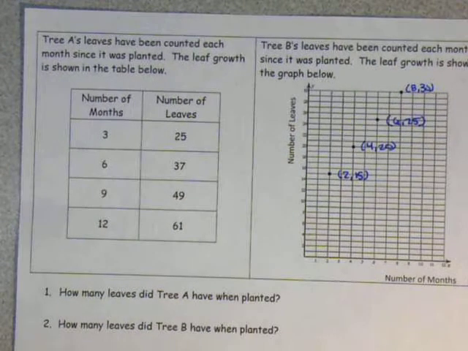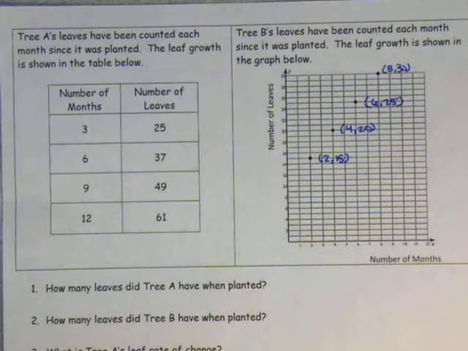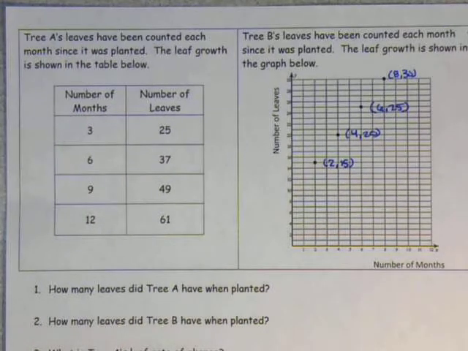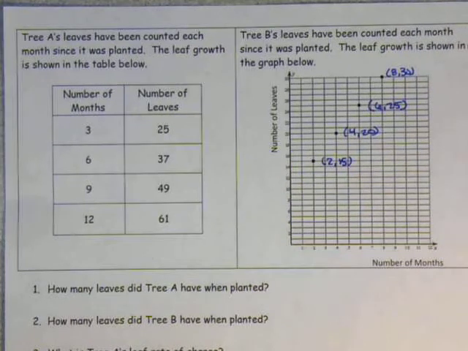All right, so we've got our graph and we've got our table giving us some good information. And now we need to look at our questions. So the first two questions are about how many leaves when they planted. So we have to go backward in time and figure out how many leaves that was.